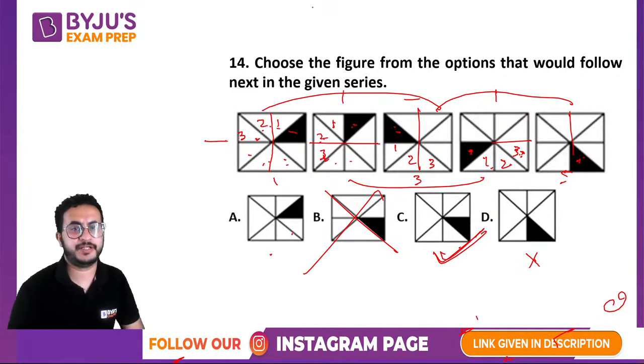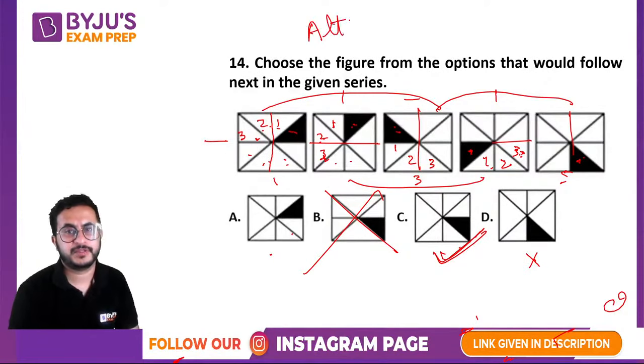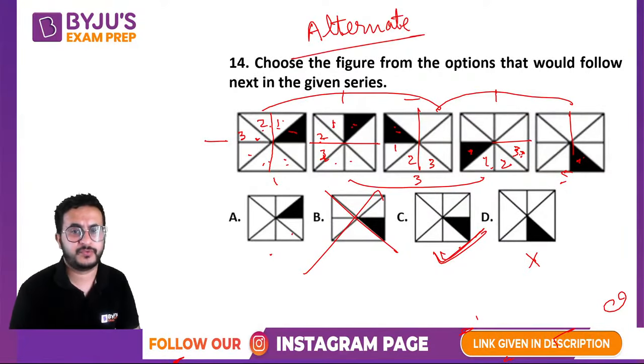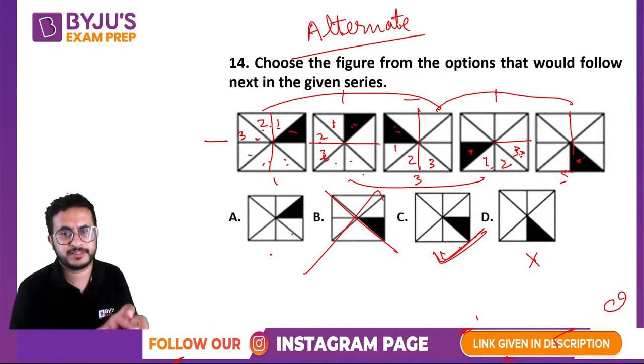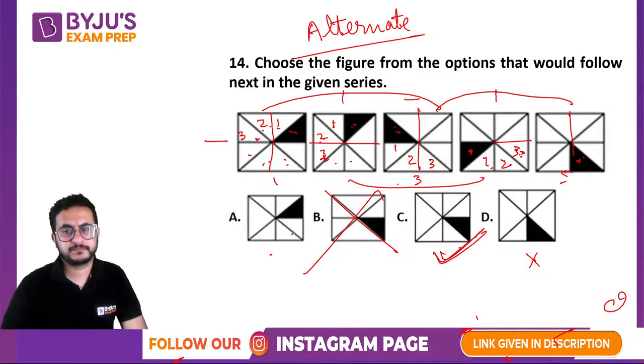So it's an alternate series, not a complete series, right? 1, 3, and 5 have a sequence, and 2, 4, and the sixth image will have another sequence.